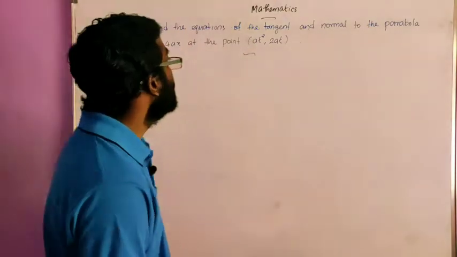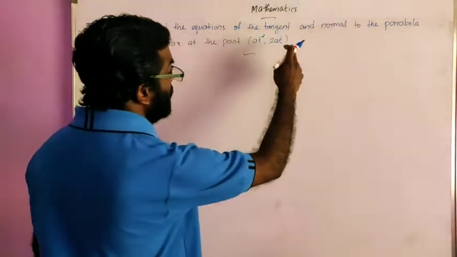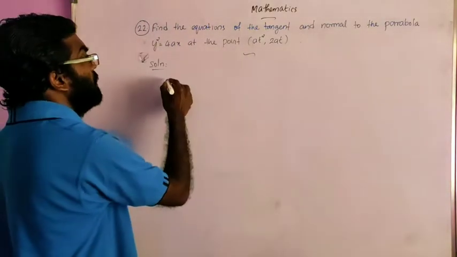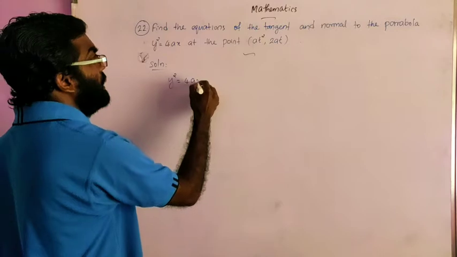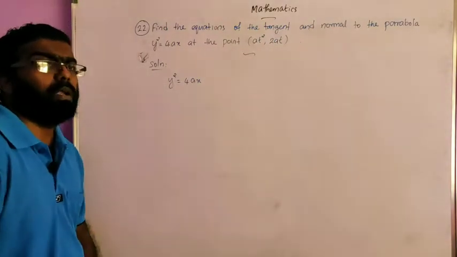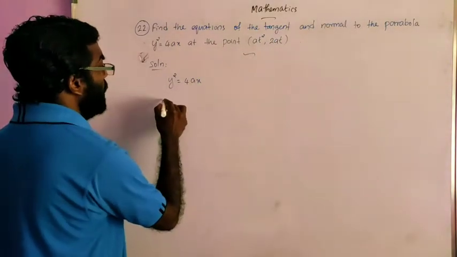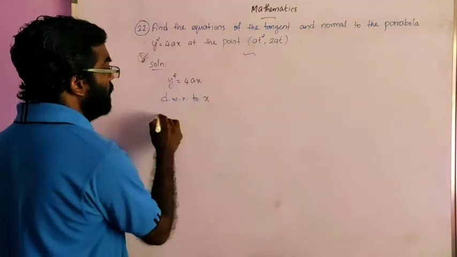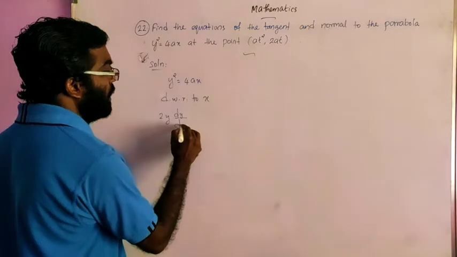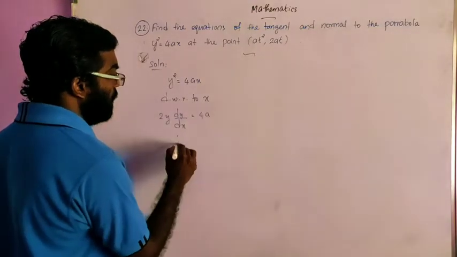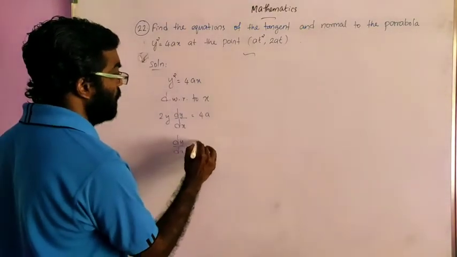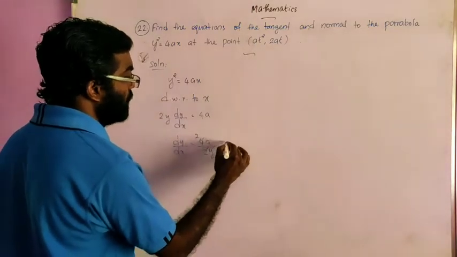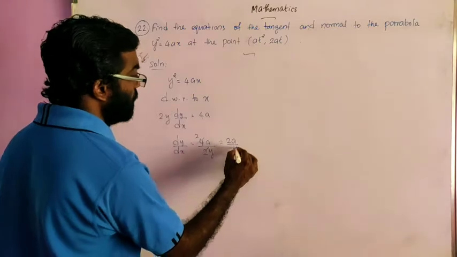The next question is: find the equations of the tangent and normal to the parabola y² = 4ax at the point (at², 2at). First we can find dy/dx, so we differentiate this equation with respect to x. 2y into dy/dx is equal to 4a, or dy/dx is equal to 4a divided by 2y. The 2 and 4 we can cancel, that is 2a divided by y.